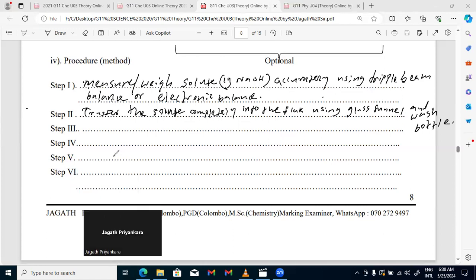Then number 3. So you have to dissolve the solute completely, by filling 2/3 of the flask with distilled water.